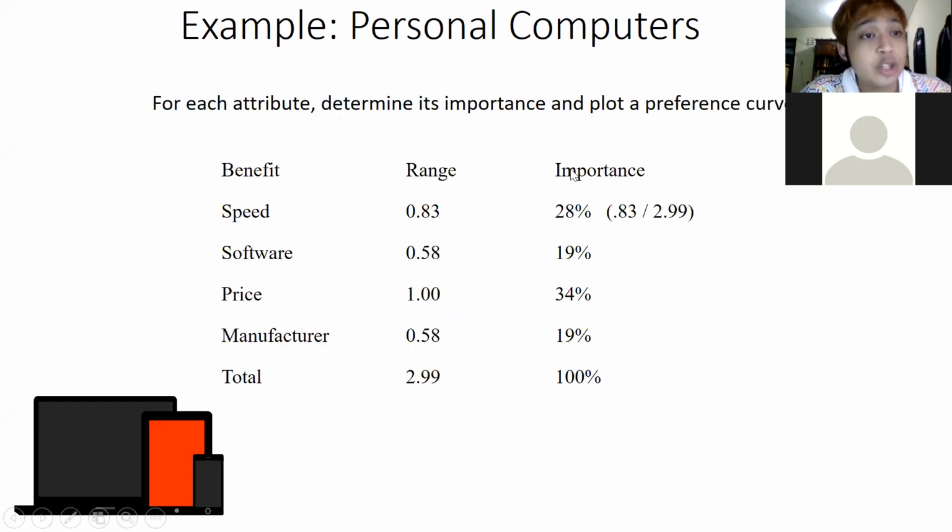So later on, you will see something like this. This is the importance for the attributes. So the total will always be 100, okay? It cannot be more than 100. It's always 100. And then we can see the most important is the price, and then the speed is number 2, and software and manufacturer are the least important attributes in here.